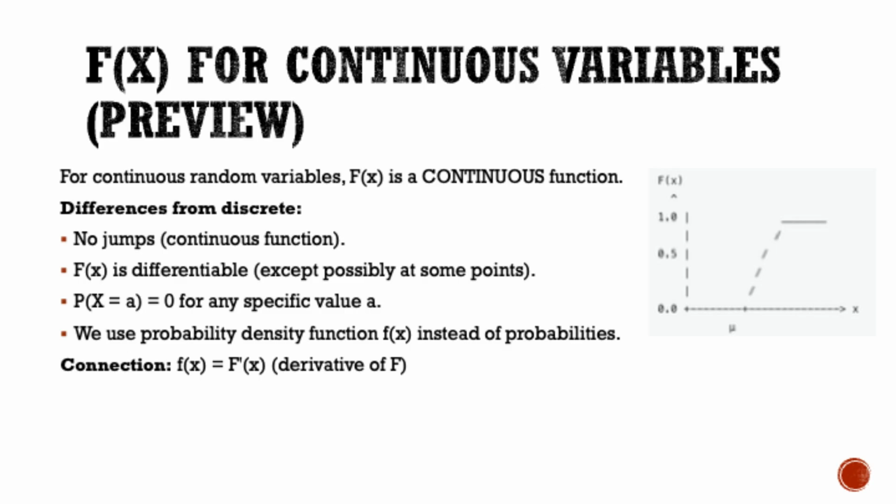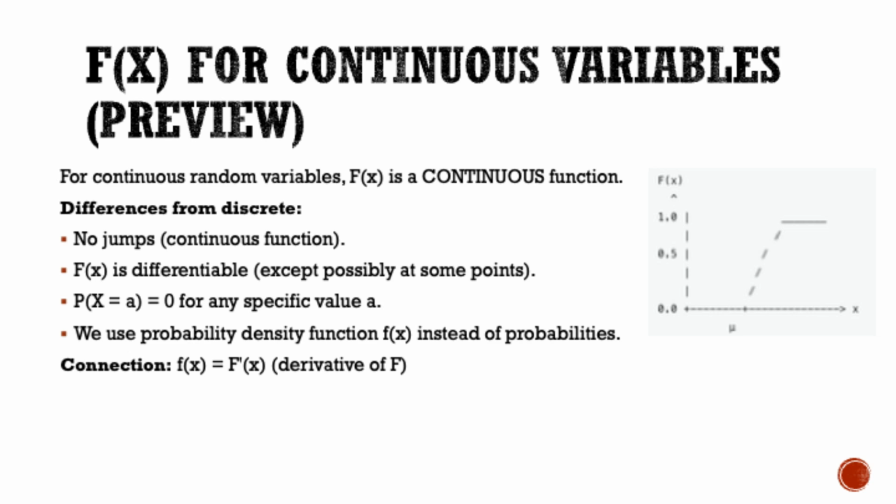Third, and this is a very important point, the probability that X equals any specific value a is exactly 0. This might seem counterintuitive at first. For a continuous random variable, the probability of any exact value is 0 because there are infinitely many possible values. Instead of probabilities of exact values, we talk about probabilities of intervals.